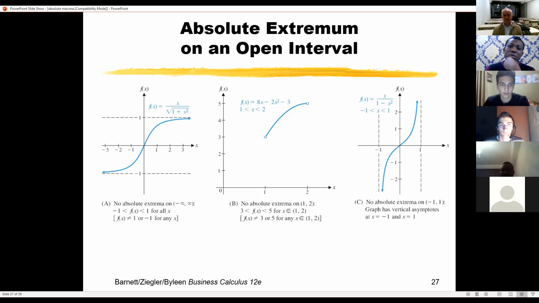And here are pictures about absolute extrema on an open interval. In the first case, there are no absolute extrema. In the second case, the same, there are no absolute extrema. Do you remember? It was your question, Luca. What is happening when we have an open interval? In this case, we have no absolute extrema. It's obvious.